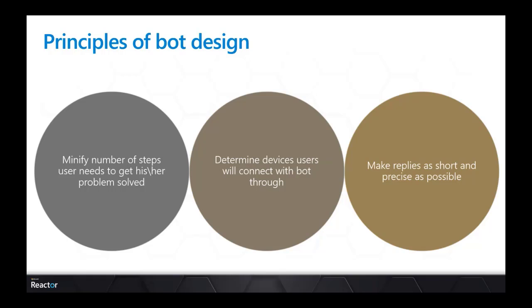And then the third option here, you need to make replies as short and precise as possible. It is great when your bot is super smart and has connections to different knowledge bases, or maybe the whole search engine is available for your bot and you can return whole articles or even whole books. But usually it is really hard to sit there and listen to a long answer.